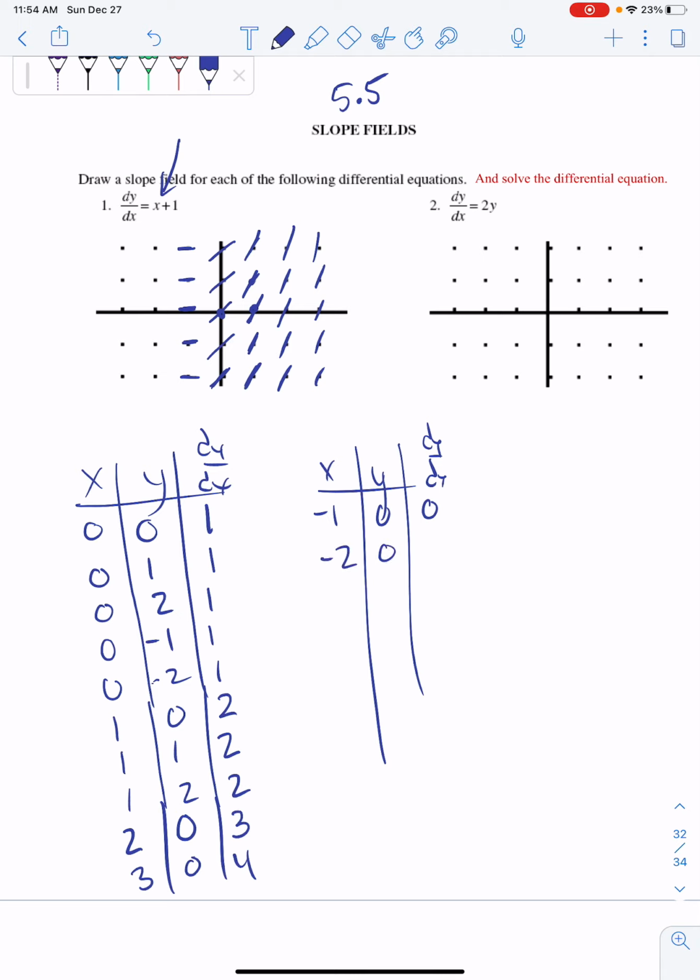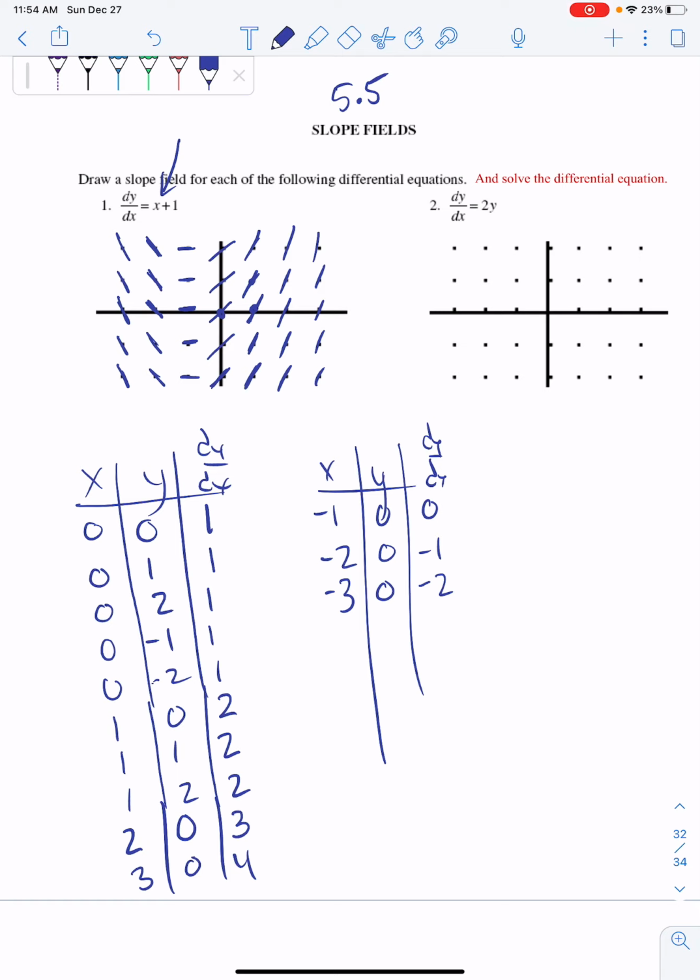Well, negative 2 plus 1 is negative 1. So my slope is, let's start right here. These ones are a little bit easier to draw first because I can use my other dots too. So my slope is negative 1. When x is negative 3, my slope is going to be negative 2. All right? So again, these ones are a little bit easier to draw.